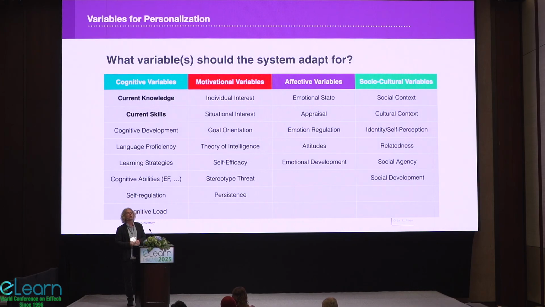And then, of course, social-cultural variables. And here we have sometimes culturally responsive approaches, and when people said authentic, that was probably what they were talking about. But again, rarely do we adapt for social context, cultural context, for your identity of self-perception, relatedness, social agency, or social development. All of those are still wide open as potential, what we call source variables for adaptations. Right? So my first call is to say, if you find yourself in a position of advising on building a new personalized system or building one yourself, think beyond just prior or current knowledge or skills and think about what other variables we can adapt for.